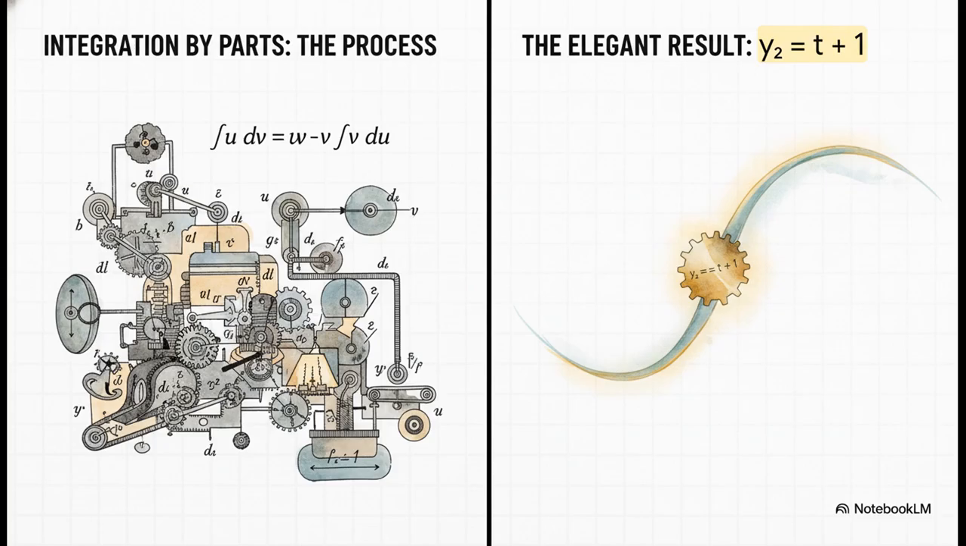Now, we can solve this new equation for v prime using separation of variables. Then, to get from v prime to just v, we have to integrate again, and this time it actually requires integration by parts. So after all that work, what do we get? A surprisingly simple polynomial. Our second solution, y2, is just t plus 1.